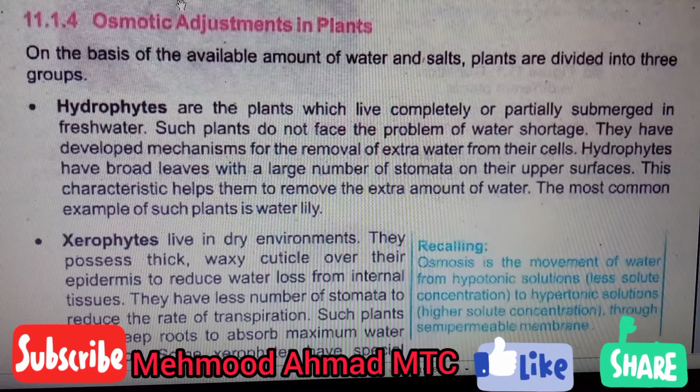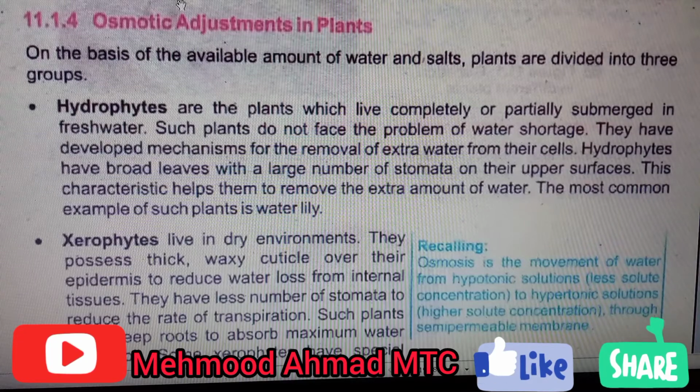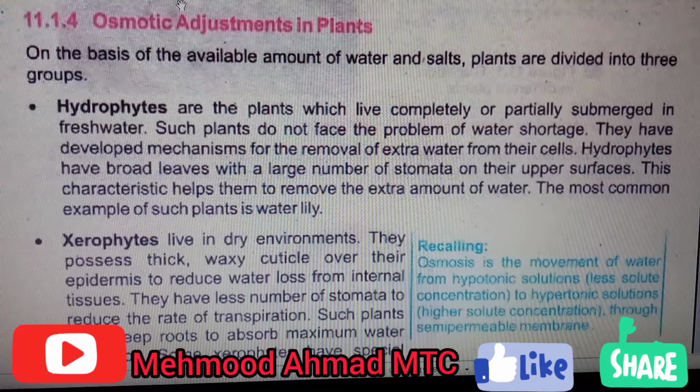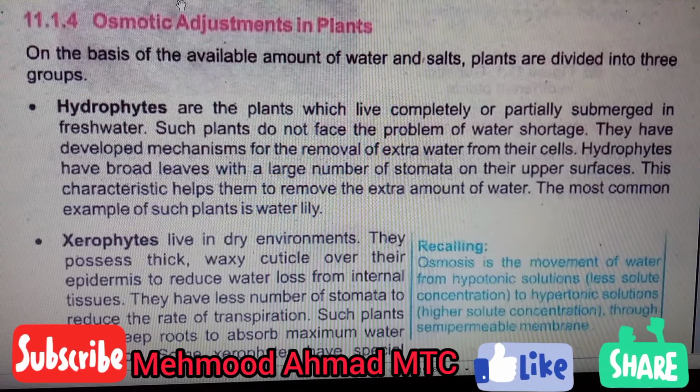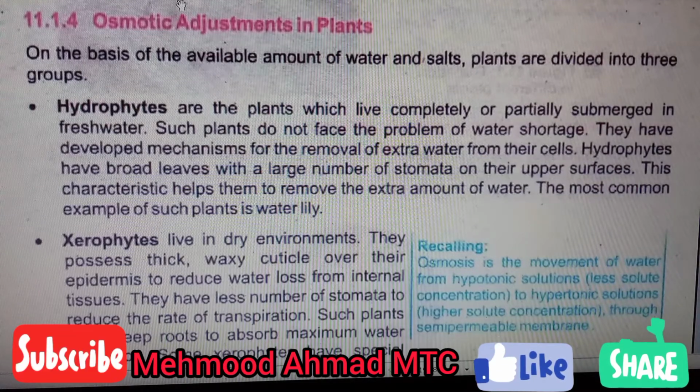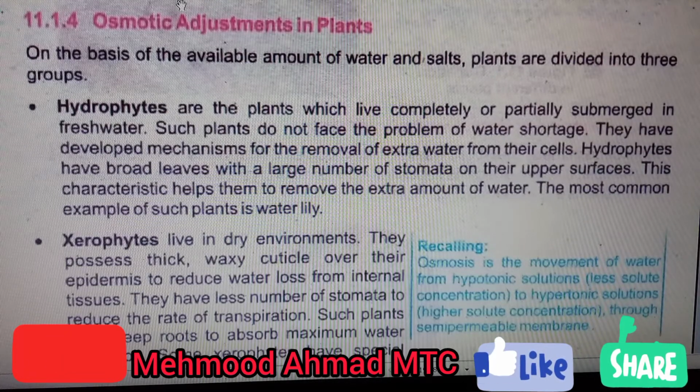That means these plants live in water, on the surface of water, completely or partially. They are dipped in water, like water lily. The number two is xerophytes. Xerophytes live in dry environments. They possess a thick, waxy cuticle over their epidermis to reduce water loss from internal tissues. They have fewer stomata to reduce the rate of transpiration. Such plants have deep roots to absorb maximum water from soil.